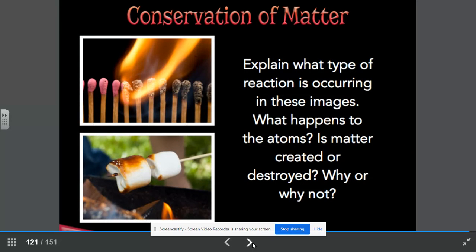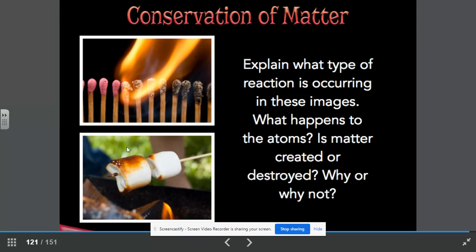So let's talk about the conservation of matter, explaining what type of reaction is occurring in these images. What happens to the atoms? Is matter created or destroyed? Why or why not? What do you think? We have a match being lit. Definitely a chemical reaction happening here, right? So we think about the before with the reactants, the chemical reaction, and the after, which gives us the products.